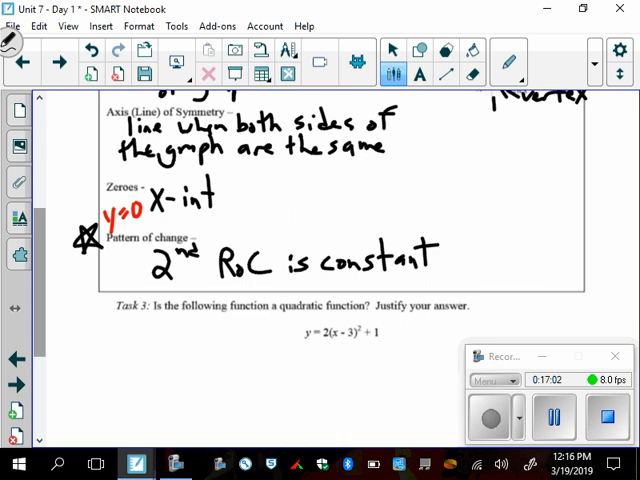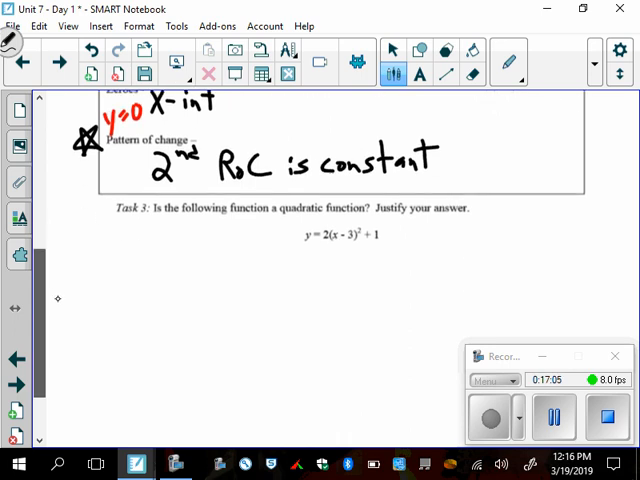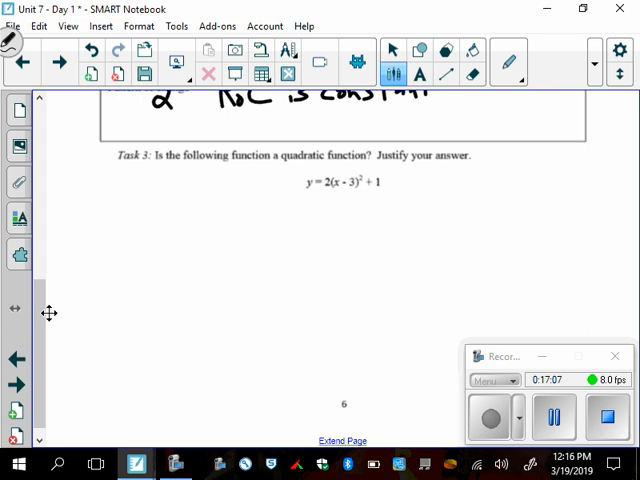Okay, so some of the questions they're going to ask us is, is this a quadratic function? If it is a quadratic function, it has to have an x squared or look like a parabola.